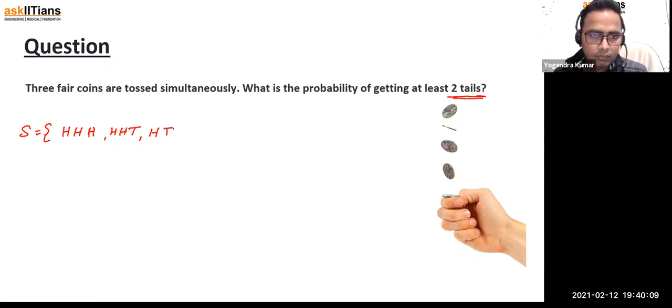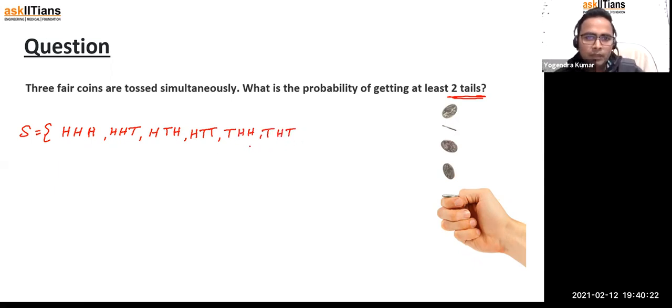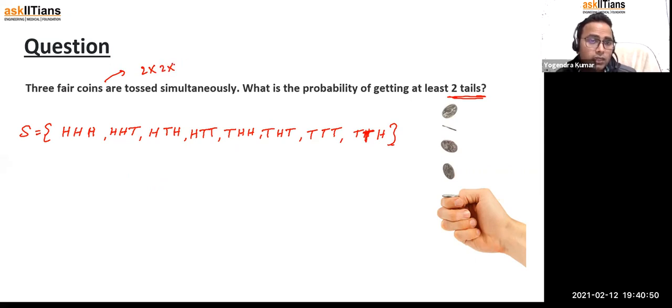HTH, next HTT, next THH, THT, right? Then TTH, and TTT. Okay, I wrote TTT first, so last case TTH, right? So you can see 1, 2, 3, 4, 5, 6, 7, 8. 8 are total cases, right? Because 3 coins means you need to remember 2 cases on the first coin, 2 cases on the second, and 2 cases on the third. Okay, so that's why 8 cases here, right?